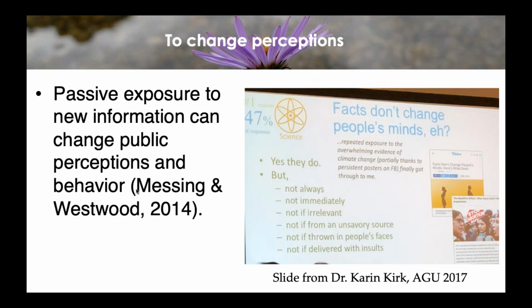Social media also allows us to change perceptions. Messing and Westwood showed that passive exposure to new information can change public perceptions and behavior. So, this is an interesting slide from Dr. Karen Kirk's talk at AGU in 2017. And this is from a thread on Reddit. And I know Reddit is a scary place, but the thread was about people that didn't used to believe in climate change that do now. They wanted to know what changed their mind. So, one poster said that repeated exposure to the overwhelming evidence of climate change, partially thanks to persistent posters on Facebook, finally got through to me. So, facts really do change people's minds, but not always, not immediately, not if they're from an untrusted source, and not if they're delivered with insults.